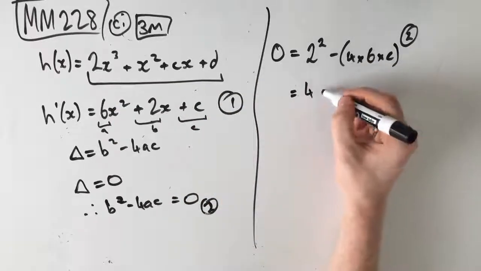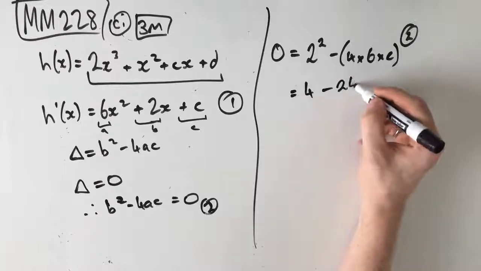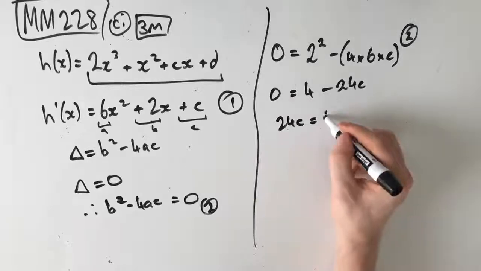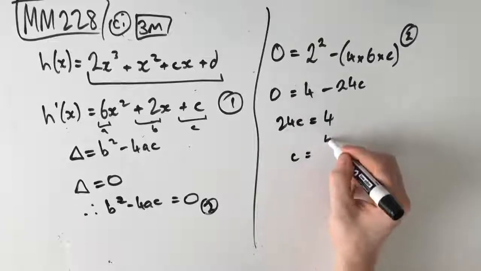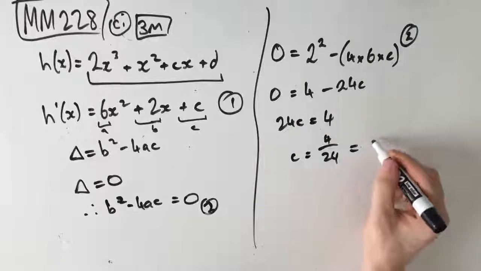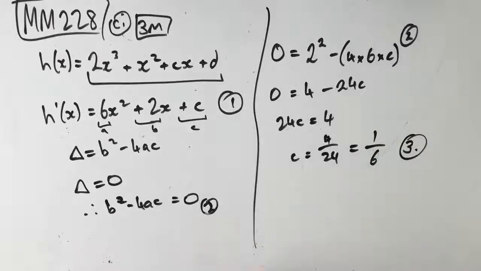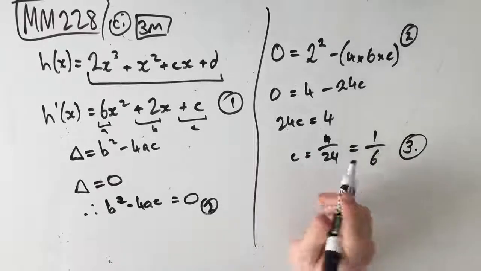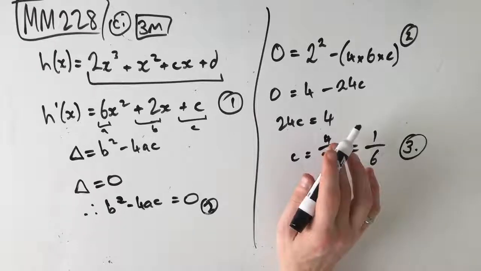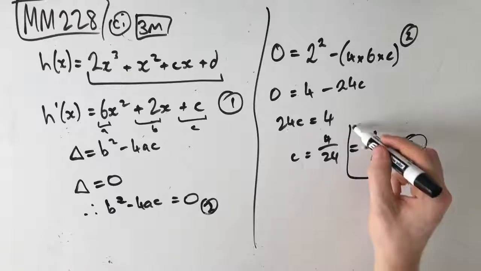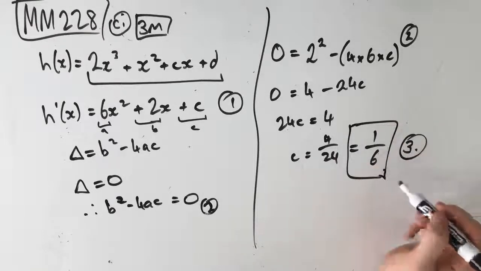2 squared is 4. 4 times 6 is 24, so 4 take 24c is equal to 0, which means 24c equals 4, therefore c equals 4 on 24, which equals 1 on 6. That's our third mark. And that's all we have to do. So keeping in mind that the question is asking us for the value of c, and that's what we found. So c is equal to 1 on 6, and that's our final answer.